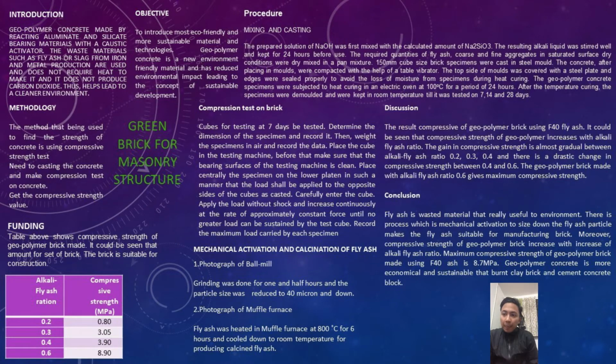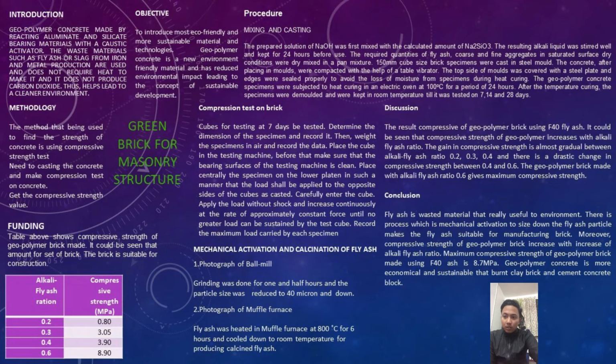The discussion. From the result of compressive strength of geopolymer brick using F40 fly ash, it could be seen that the compressive strength of geopolymer increases with the alkali fly ash ratio. The gain in compressive strength is almost gradual between alkali fly ash ratios 0.2, 0.3, and 0.4, and there is a drastic change in compressive strength between 0.4 and 0.6. The geopolymer brick made with alkali fly ash ratio 0.6 gives the maximum compressive strength.